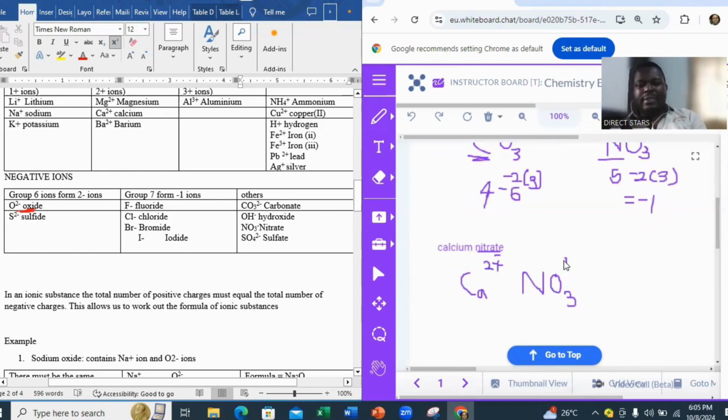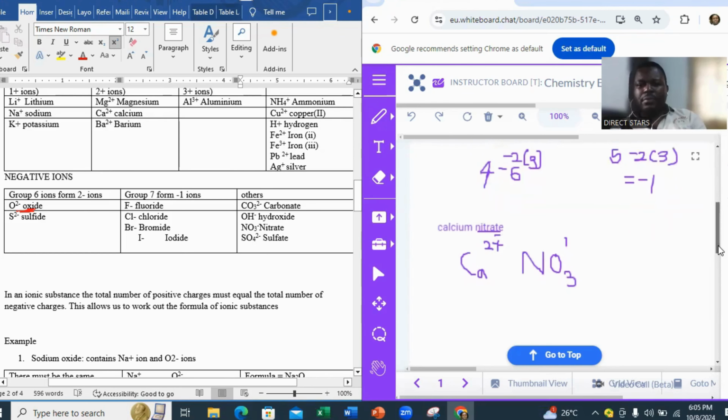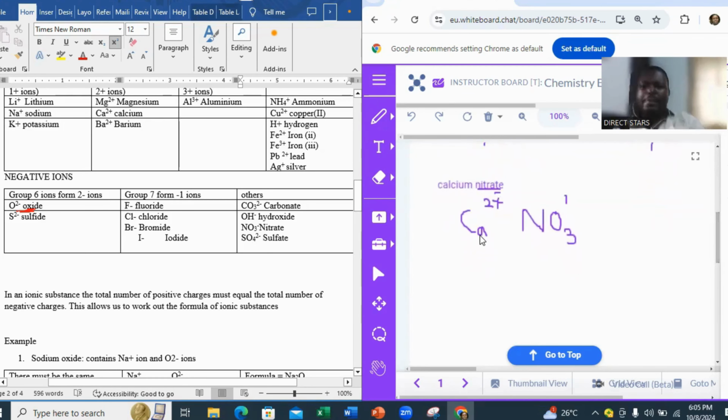The next thing to do is to check. Calcium is deficient of 2 electrons, while nitrate has gained 1. So what this means is, if I want to balance these charges to get 0, because the net sum of any compound must be equal to 0, if you have +2 here, then you should have -2 on the other hand. But in this case, you have -1.